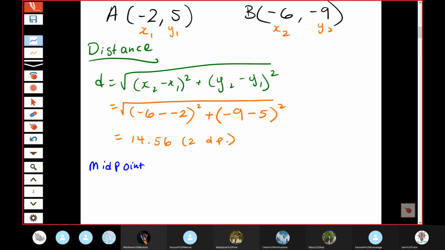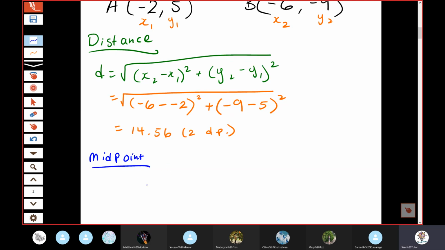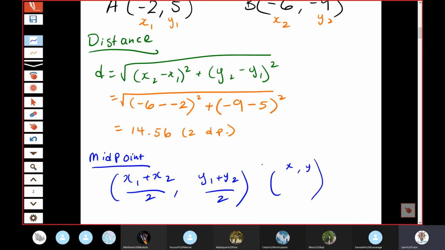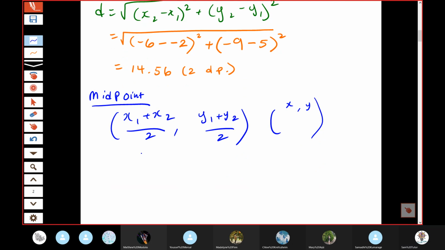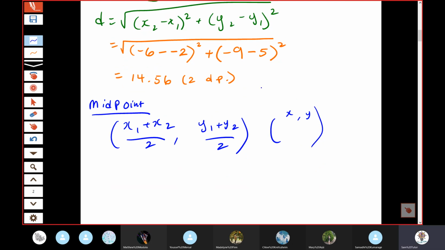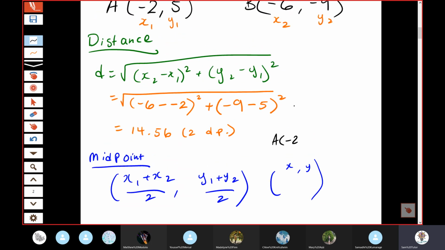Midpoint. Pretty much, you're just going to add the 2 x's, add the 2 y's, and you should get an x and a y. Okay, what's x1? Minus 2. I've got to write the points again here. I wrote too big. A is minus 2 and 5, B is minus 6, minus 9.